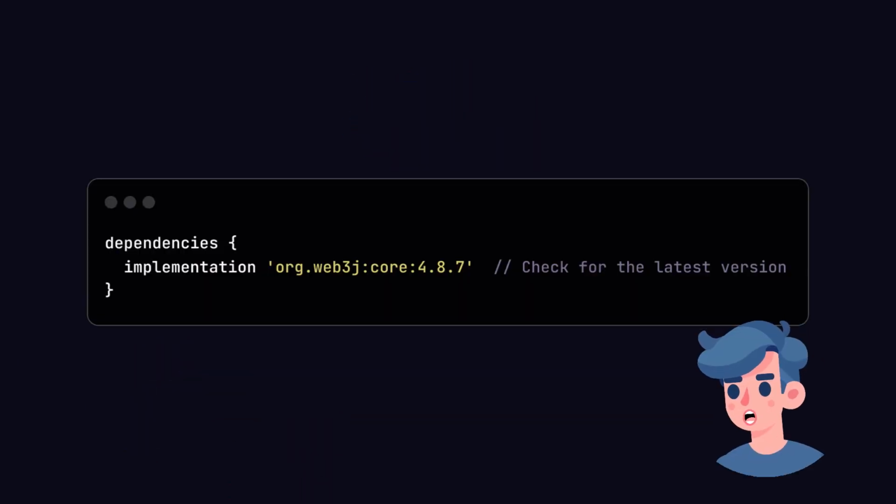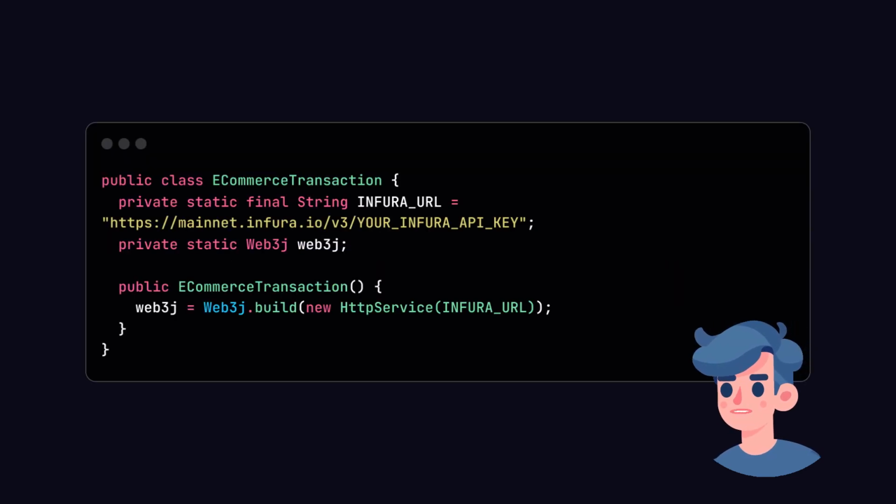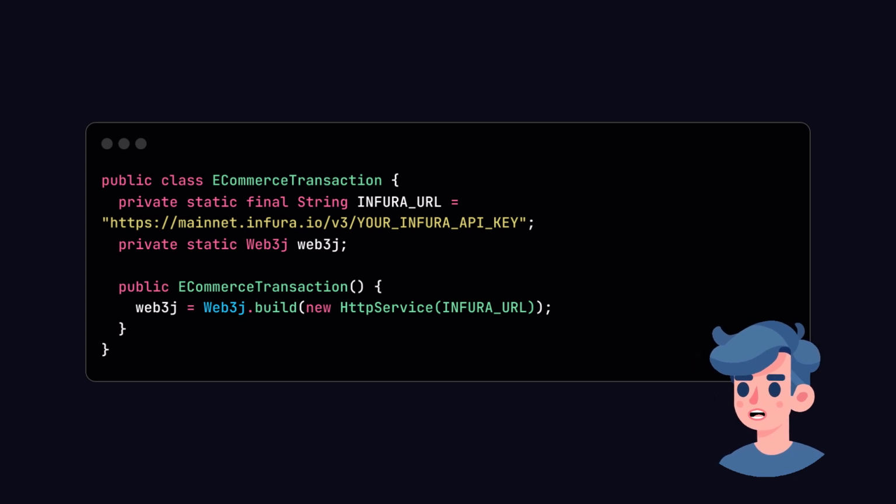Next, we will set up our development environment. We will be using Java with the Web3j library, which allows us to interact with an Ethereum-based blockchain. Let's get started by adding the necessary dependencies to our project. Once we've added our dependency, let's create a class for our e-commerce transaction. This will include methods for initializing the connection to the blockchain, sending a transaction, and verifying the transaction.